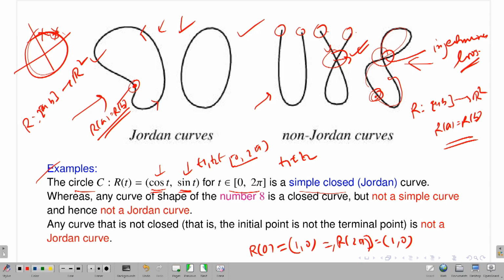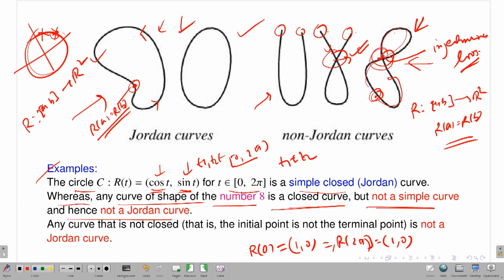Whereas, you see I have written, any curve of the shape of number 8 is a closed curve, but it is not a simple curve. Why is it not a simple curve? Because this is a kind of figure 8, and you lose the injectivity at this point. So it is a closed curve, but it is not simple, and therefore it is not a Jordan curve, because a Jordan curve is nothing but both simple and closed. Number 8 is a closed curve, but it is not a simple curve, and hence it is not a Jordan curve.